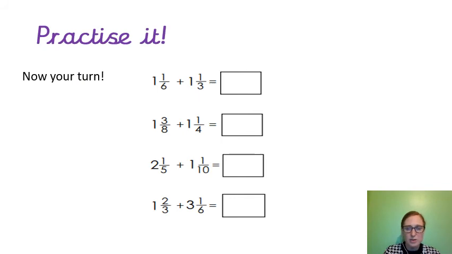Here's your practice it. So pause the video now, practice one at a time, and I'll reveal the answers one at a time in just a moment. Okay, so the answer for the first one, I would convert them both into sixths, and my answer is 2 and 3/6. If you turned them into twelfths, it would be 2 and 6 twelfths. Try the next one.